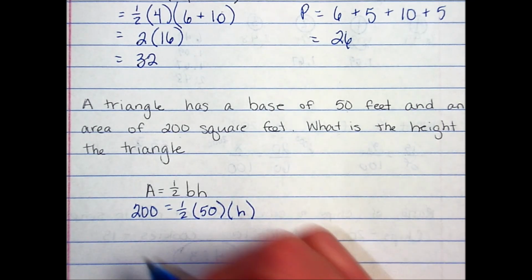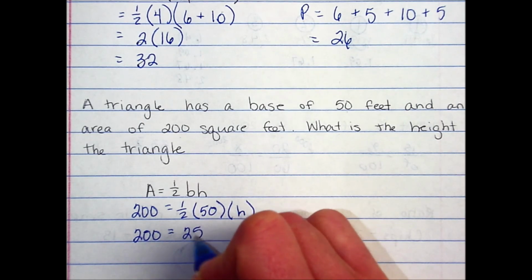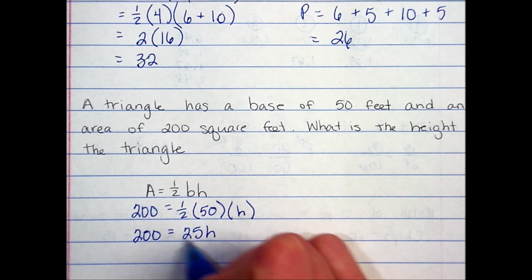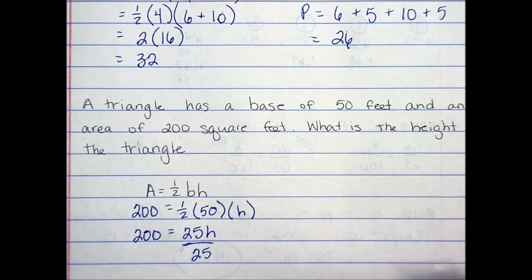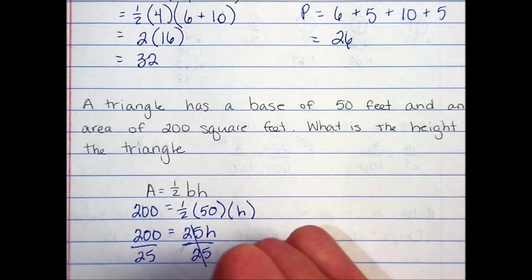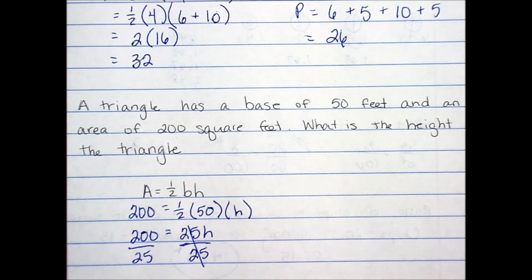So we'll get that by itself. So 1/2 of 50 is 25, so we're left with 25 times h. To undo this multiplication, we will divide by 25, and what we do to one side, we must do to the other. This will cancel. It leaves h by itself, so finally 200 divided by 25. So the height is 8, and we're done.